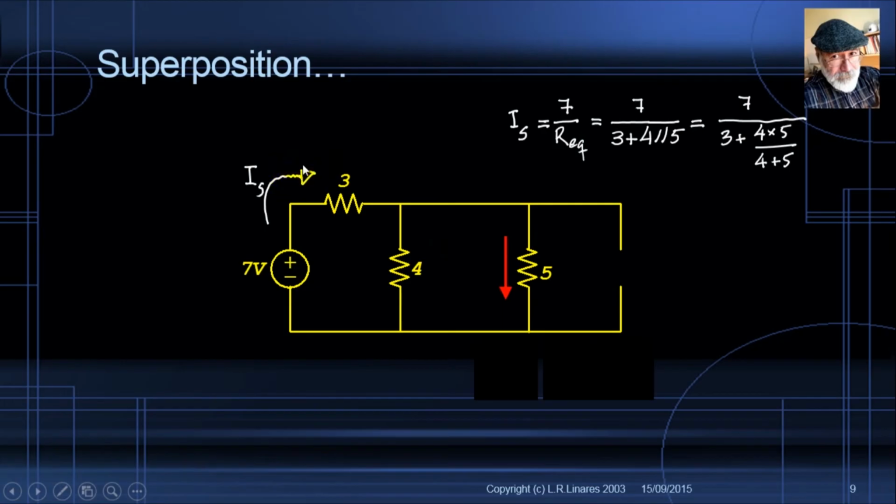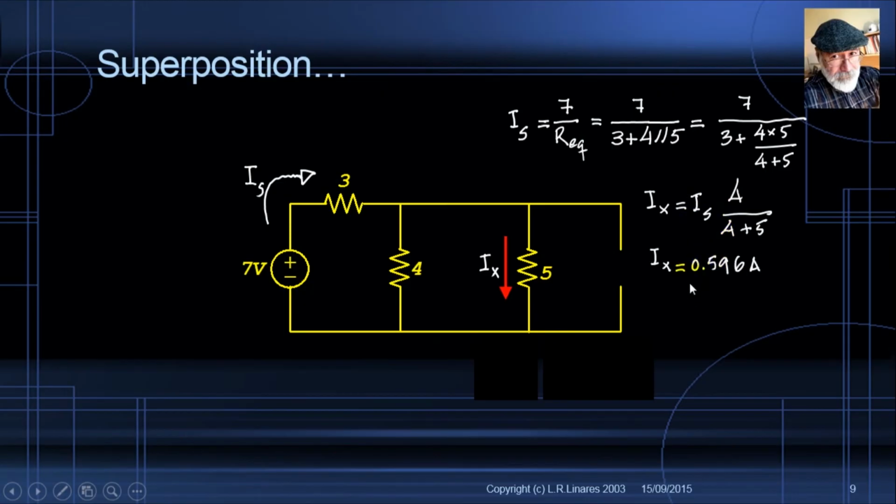And once we have that total current in that source, it enters this current divider between 4 and 5. Multiply that current times the resistance in the other branch, 4, and divide it by the sum 4 plus 5. The current in X is the total current in the source multiplied by the resistance in the other branch of the current divider, 4, and divided by the sum 4 plus 5.